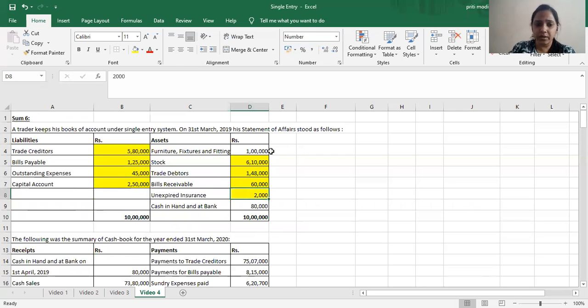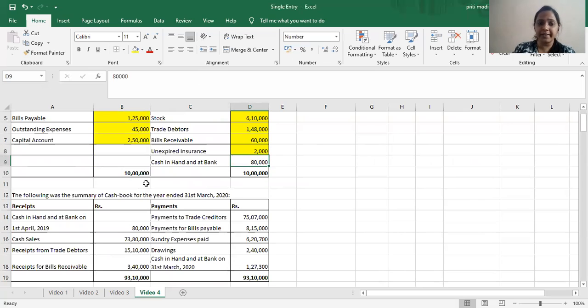Then we have cash in hand, cash at bank. Look over here. 80,000 is over here, and in the cash book, 80,000 is over here. Double entry is done over here. In video number 1, I had stated that for few entries there is no entry, for few there is single entry, and for others there is double entry. So for cash in hand and at bank closing balance, that entry has already been done. So we don't have to do anything regarding 80,000. This is done already.